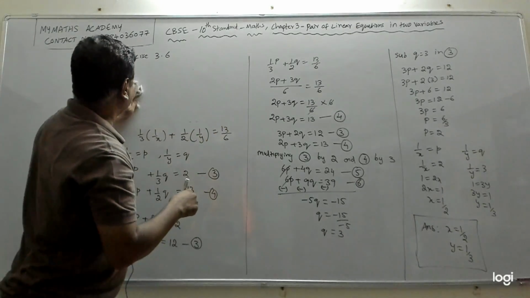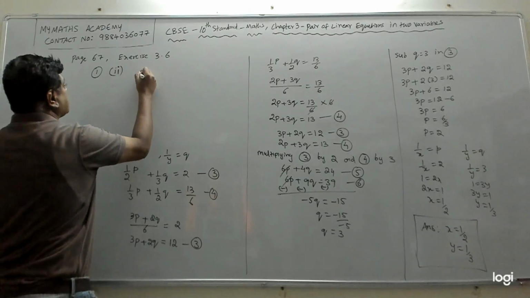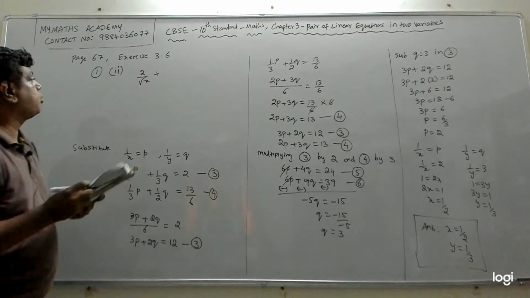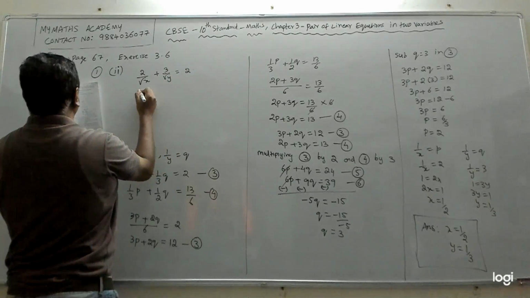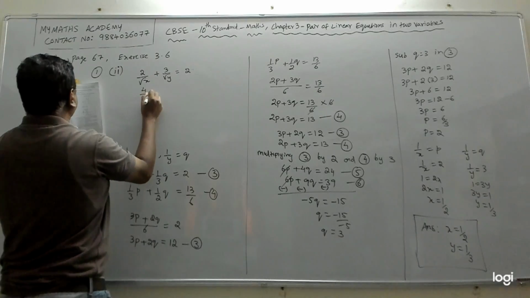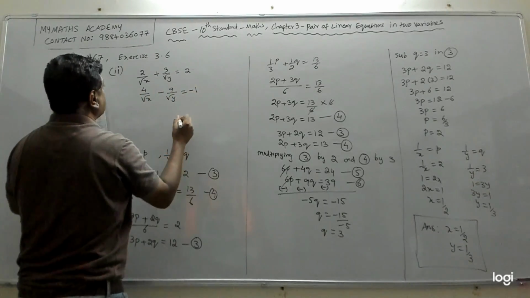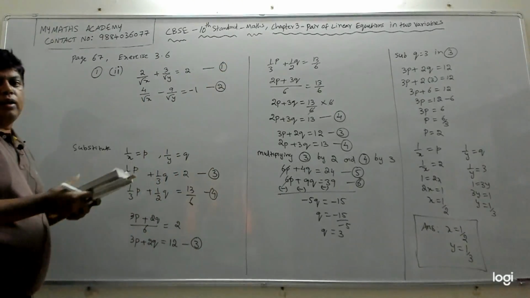So what is the given equation there? The given equations are 2 by root x plus 3 by root y equal to 2. Then similarly 4 by root x minus 9 by root y equal to minus 1. Equation 1, equation 2. We have to solve this and find the value of x and y.